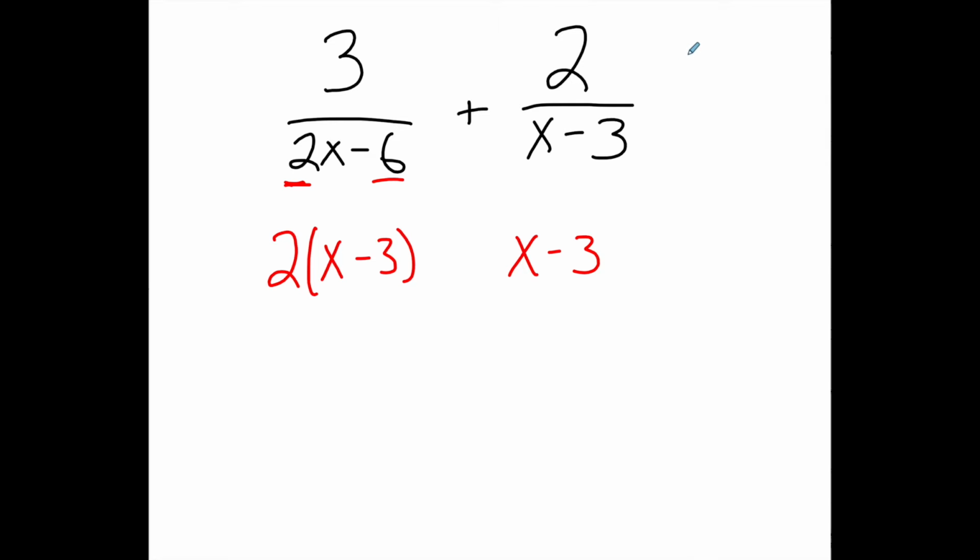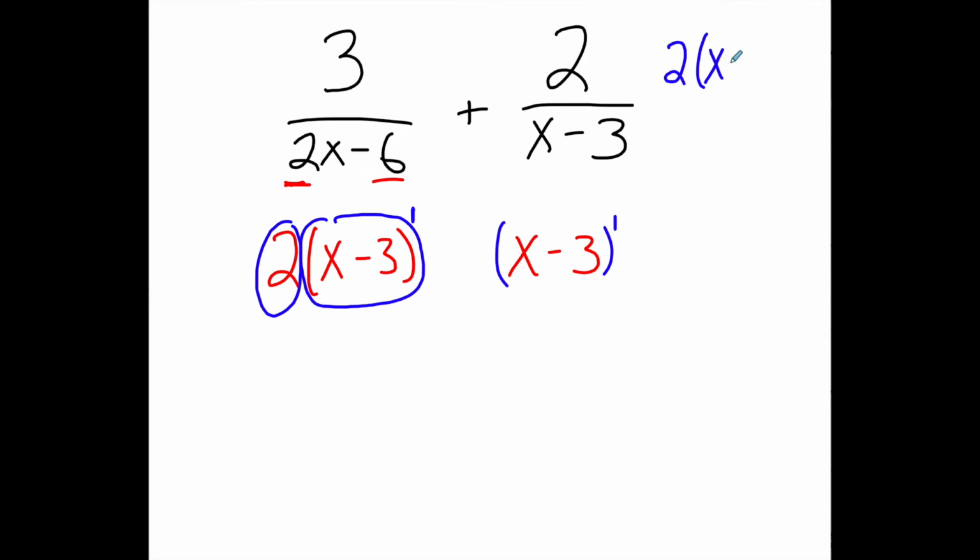Now to get the LCD, I'm going to take a look at each unique factor. So I have 2, I have x minus 3, and I have another x minus 3 over here, and I'm going to ask myself, does it have a bigger power on it than this x minus 3? Again, we can't see a power, so we assume it's to the power of 1. This similarly is to the power of 1, so I'm good, and I bring the two pieces together, and I have a least common denominator of 2 times x minus 3. And this is what I want both denominators to ultimately be equal to.